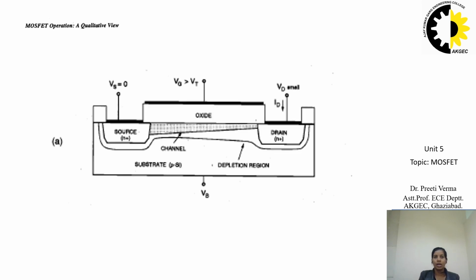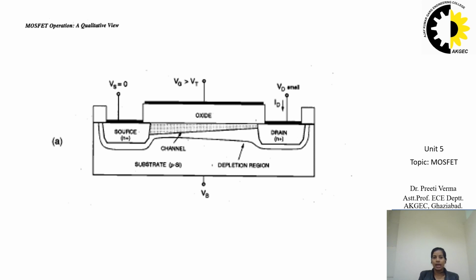Let VGS be further increased. As soon as the surface potential in the channel region reaches minus phi f, surface inversion will take place and a conducting N layer will form between the source and drain diffusion regions. The value of VGS at which the conducting channel is formed is called the threshold voltage VTH. VTH is positive for N-channel FET and negative for P-channel FET.